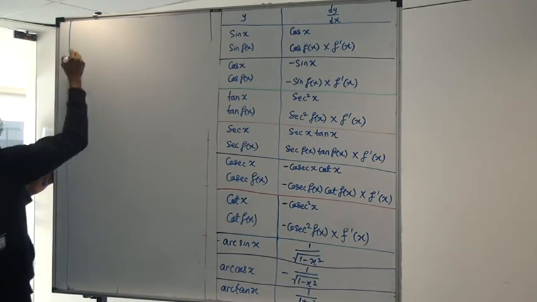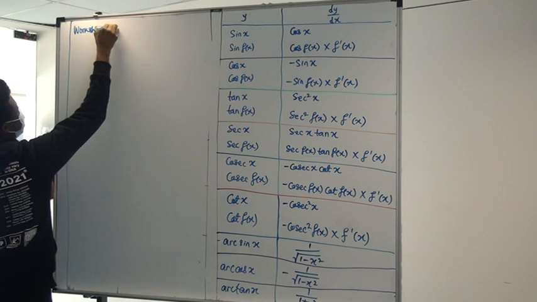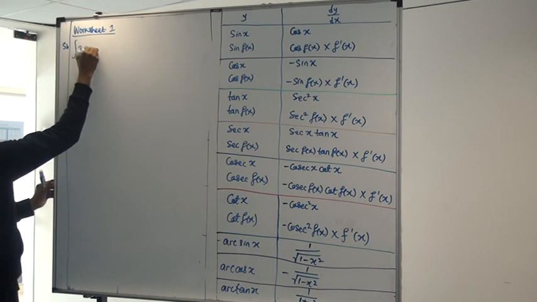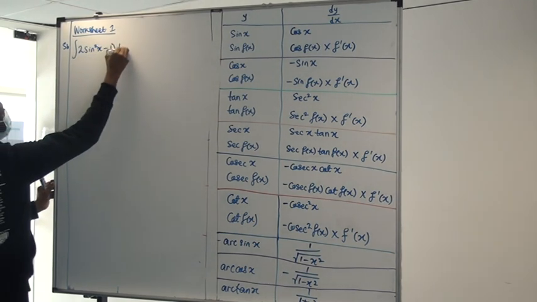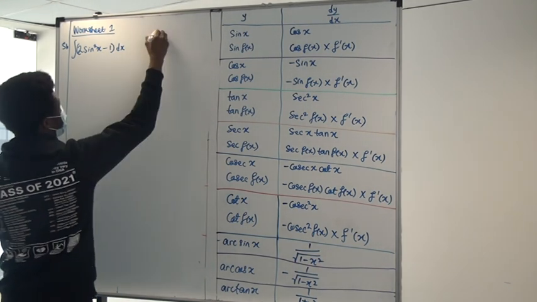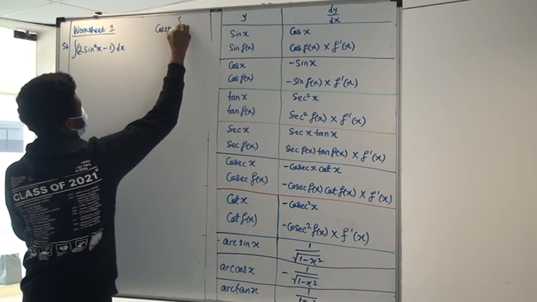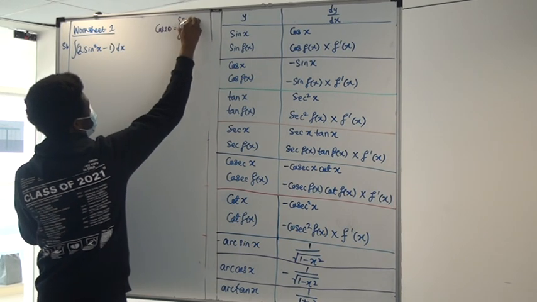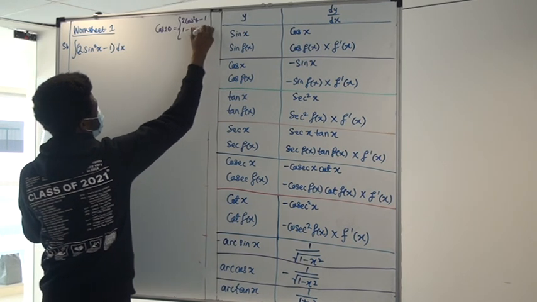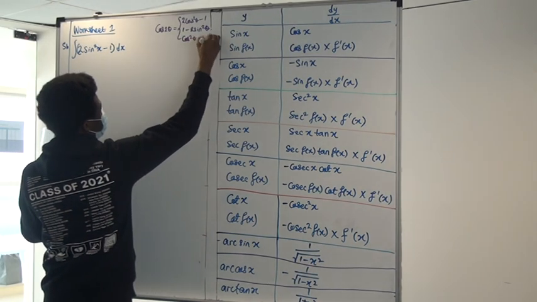Question 5, what? That's worksheet 1, right? Yes. So question 5b. Integral of 2 sine squared x minus 1 dx. This is what we are talking about. We know that cos 2 theta is 2 cos squared theta minus 1, or 1 minus 2 sine squared theta. What is the third one? Cos squared theta minus sine squared theta.